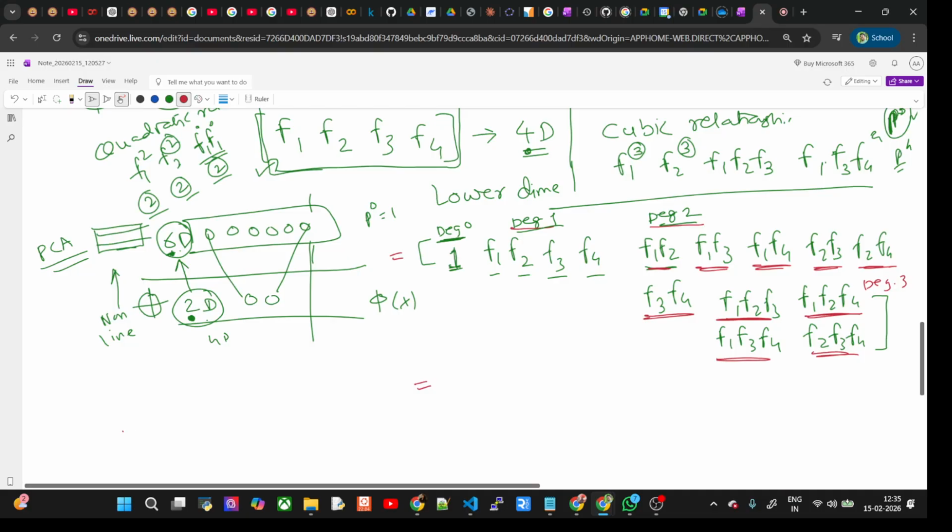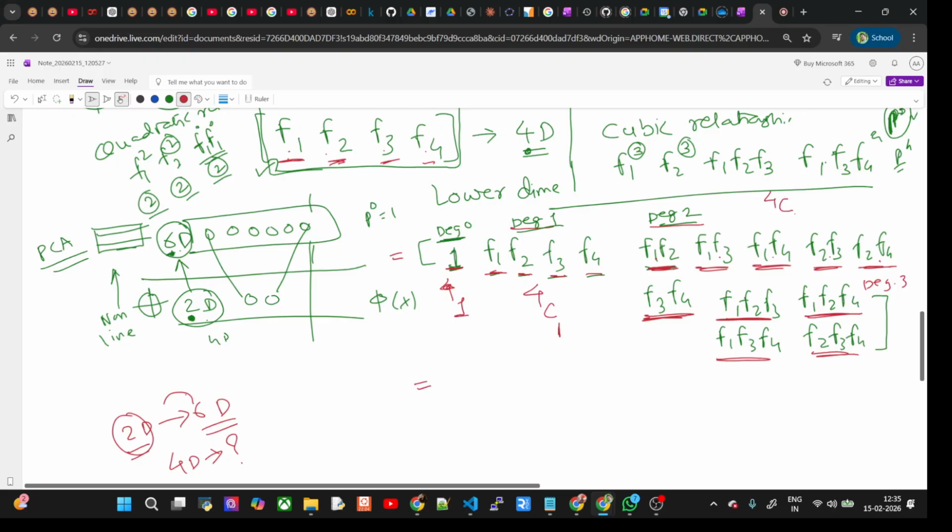So if I calculate how many coefficients or parameters I need in the higher dimension, I know for 2D I need 6 values in the higher dimension for projecting 2D values to 6D. But what will happen if it is 4D in the lower dimension? How many coefficients do I need? Out of these 4, f1, f2, f3, f4, I am choosing. For the constant it is 1. For the single features, I am choosing 1 out of 4. Then from here 1, 2, 3, 4, 5, 6. If you see these values, these are actually combinations.